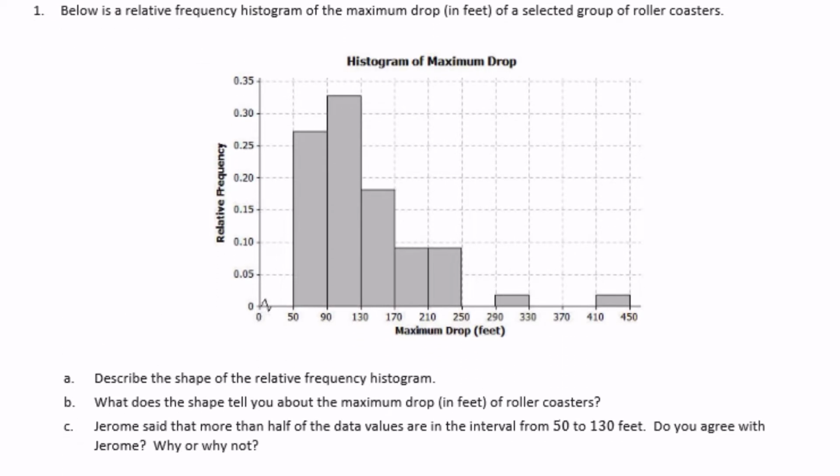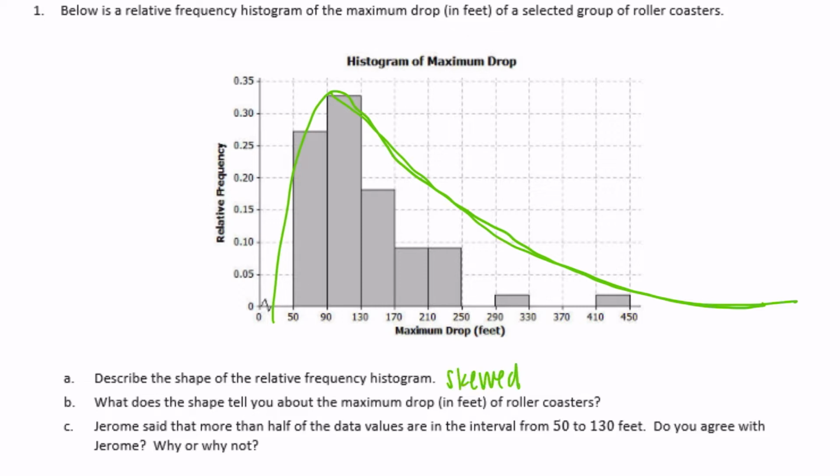So let's look at the shape first. If I kind of outline it here, it looks like it's skewed to the right. So there's a big slope there, a long big slope there, so it's going to be skewed to the right because that's on the right side.